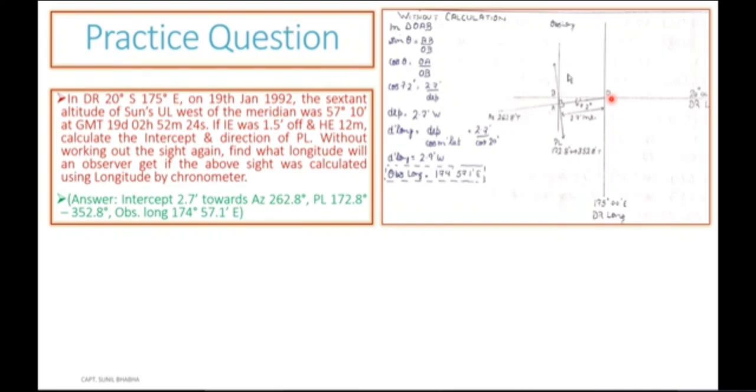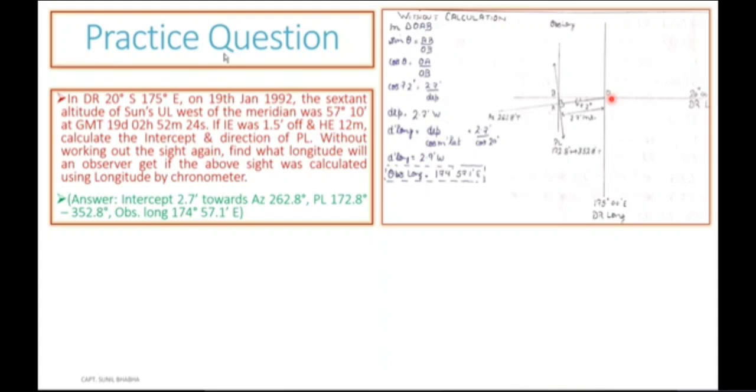ओके. अब बेटा वो फॉर्मूला यहाँ पे आप यूज नहीं कर पाओगे, because उसने क्वेश्चन में specifically लिखा है without working out the sight again. यस सर. तो अगर ये ना लिखा होता फिर तो ये बहुत आसान था, फिर तो आप Long by Chron का फॉर्मूला लगाते और observed long मिल जाता. But he has written here ना, without working out the sight again. ठीक सर. राइट.